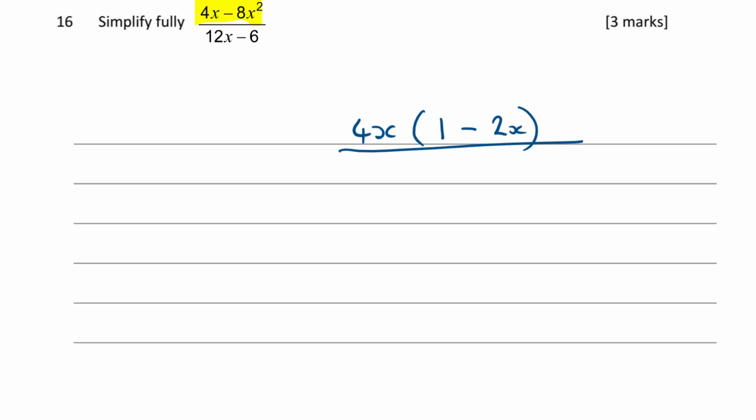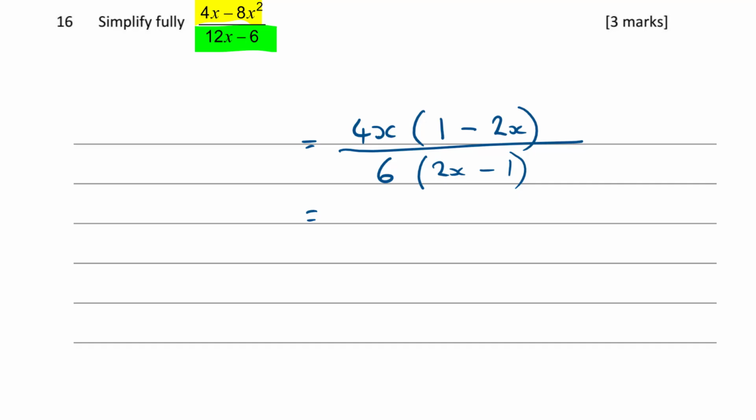Okay, what about on the bottom? So here I've got 12x and 6, so what's common to 12x and 6? 6 is, so I'm going to factorize out a 6. What's left? So 6 times 2x and 6 times 1 will give me 12x minus 6. Okay, so done pretty well so far. I haven't managed to simplify it yet though, just rewritten it in factor form.